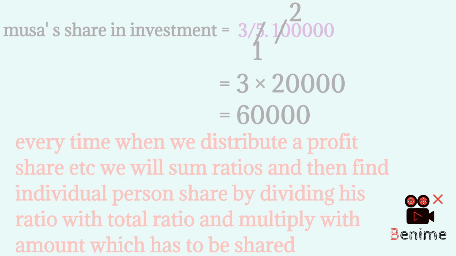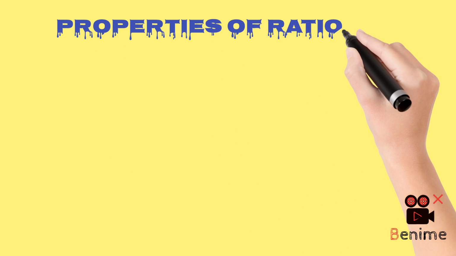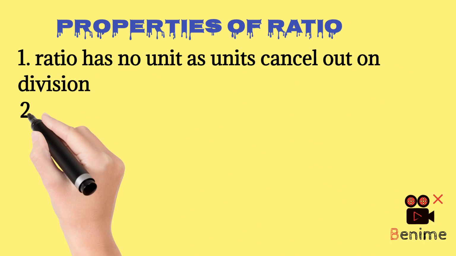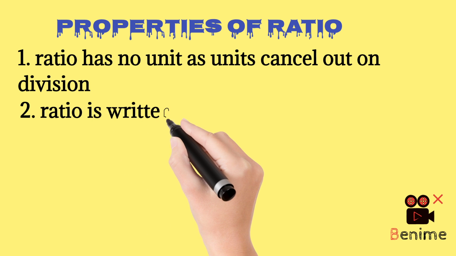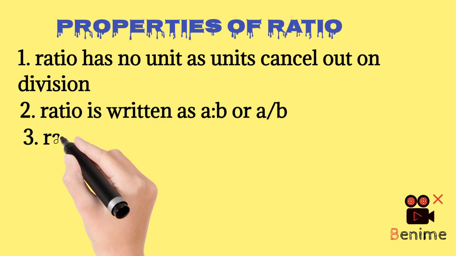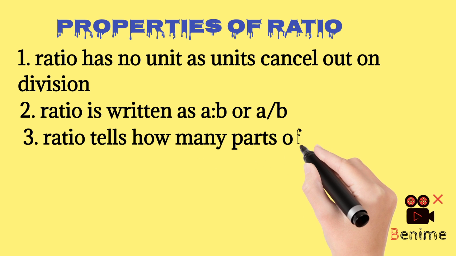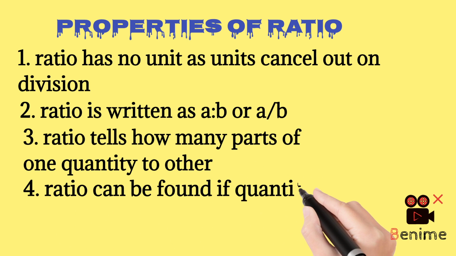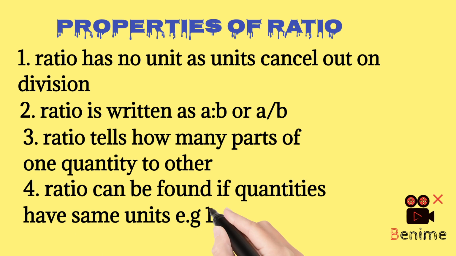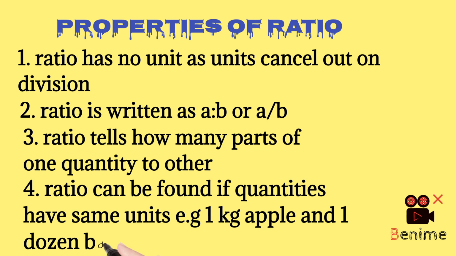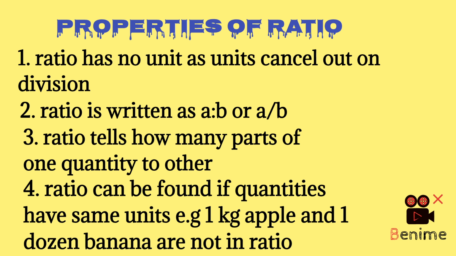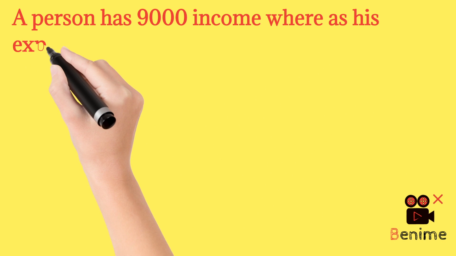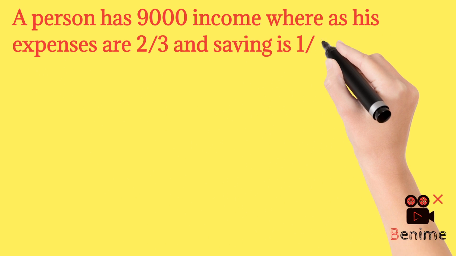Now we summarize the whole concept by giving properties of ratio. Ratio has no unit, as both quantities cancel their units on division. Ratio of two numbers, let A and B, can be written in fraction form. Through ratio we can understand the relation between two quantities by knowing how much part of one quantity is in the other. Ratio exists only if we have two quantities of the same type and unit. For example, we cannot find a ratio between 1 kilogram of apples and 1 dozen bananas.